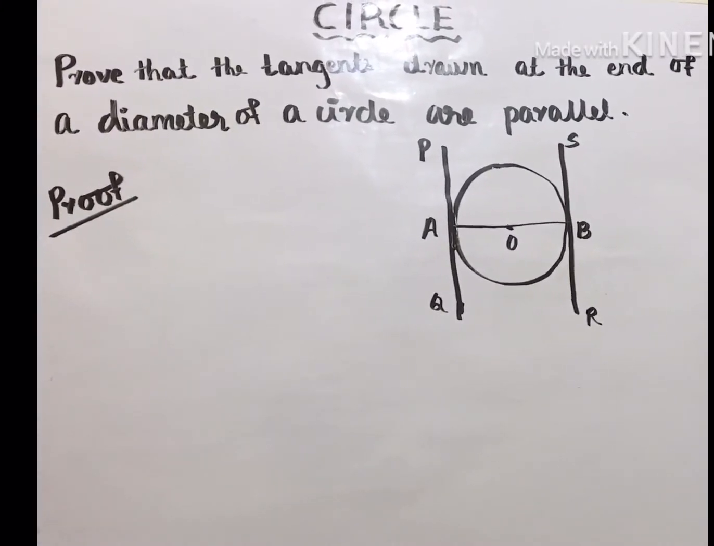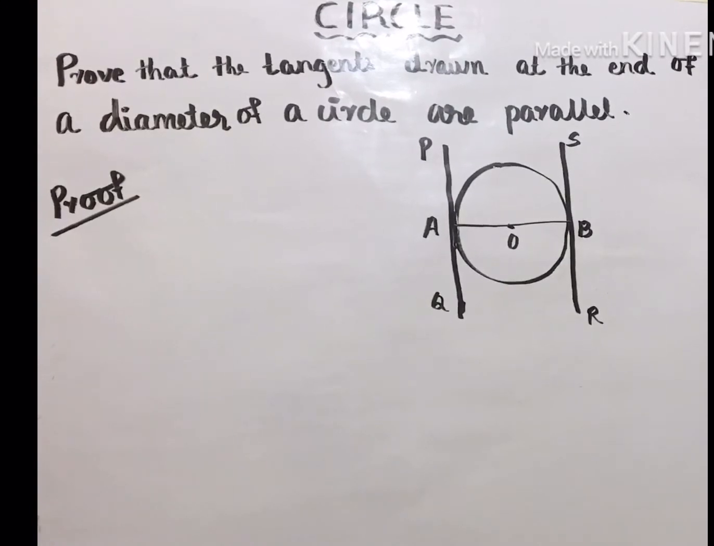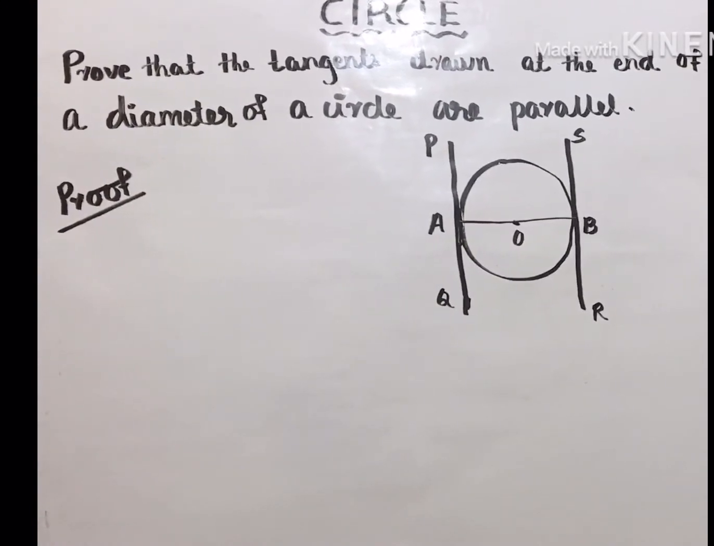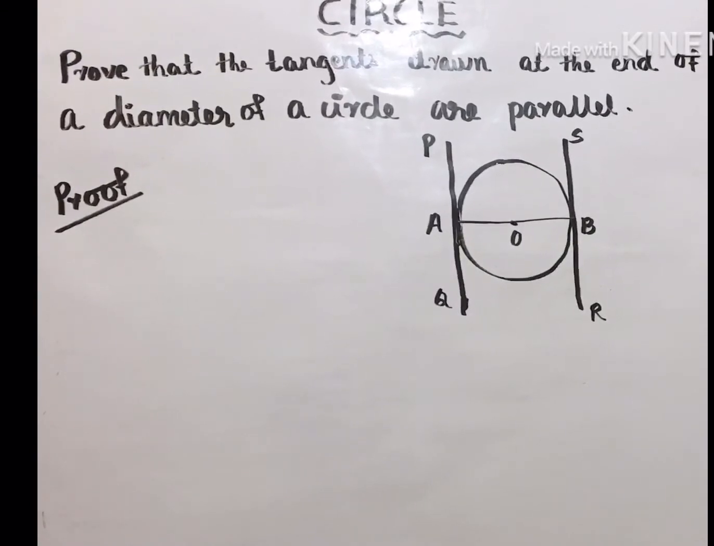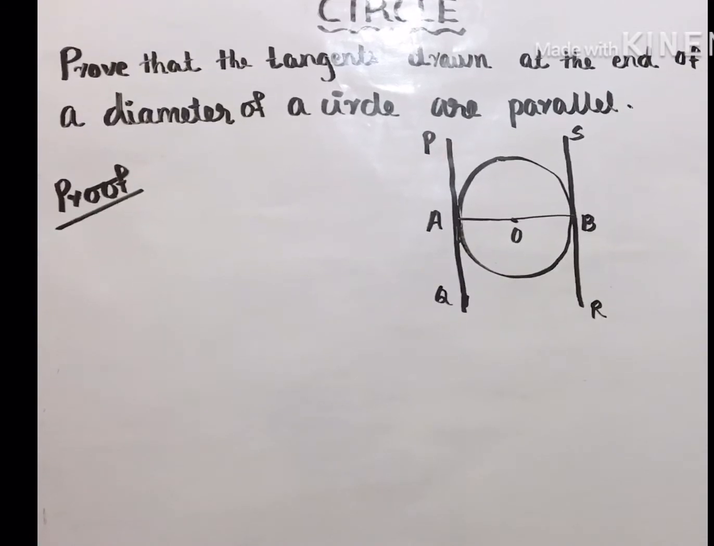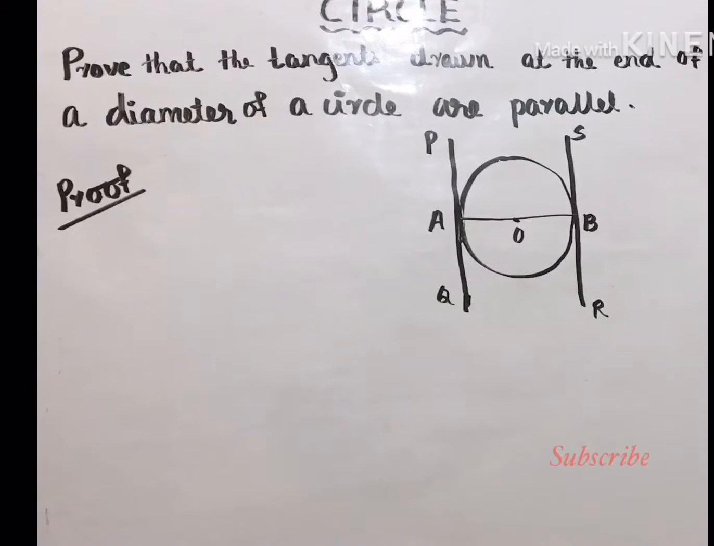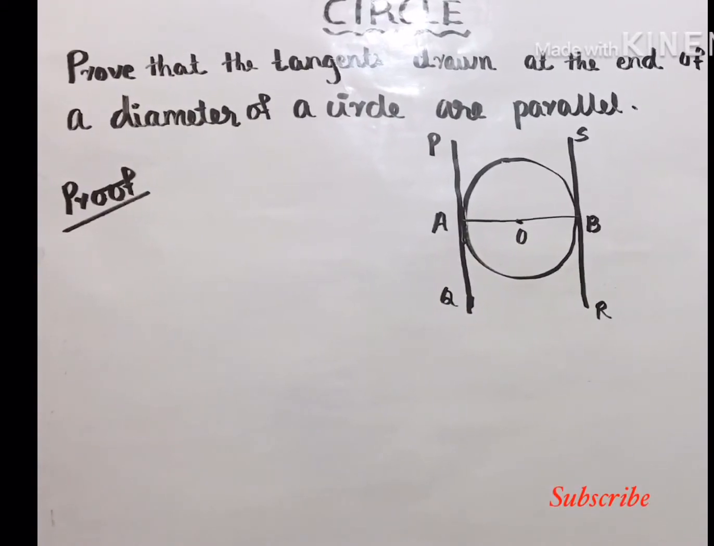Today let's discuss a question related to the chapter Circles in 10th standard CBSE. Here you can see the question: prove that the tangents drawn at the ends of a diameter of a circle are parallel. After getting the question, you have to draw a figure like this.